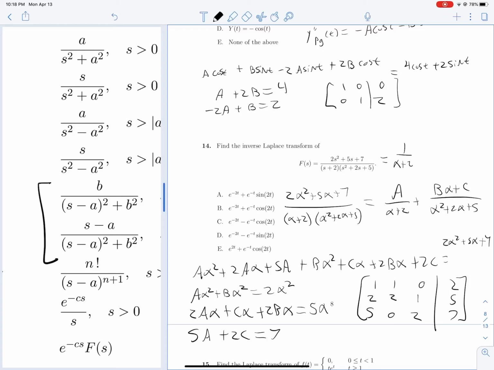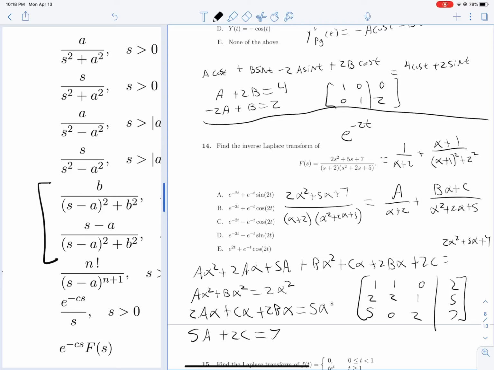Okay, so we can rewrite this whole thing as 1 over alpha plus 2 plus alpha plus 1 over, remember how I said we could rewrite this denominator to begin with, alpha plus 1 squared plus 2 squared. Okay, we are almost done. We know right off the top of our heads, we don't even need to look at that sheet, that the inverse Laplace transform of this is e to the negative 2t.